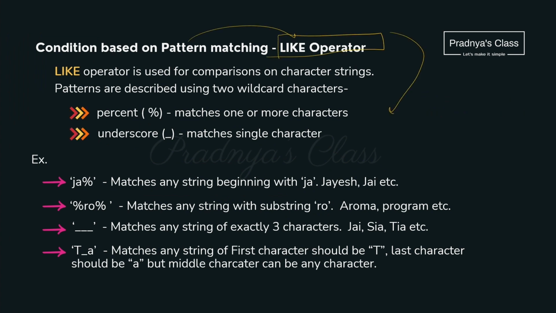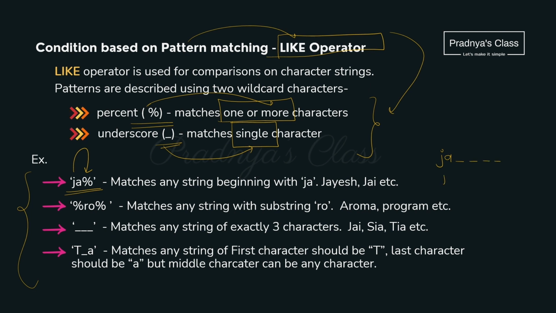With the LIKE operator we will be using two characters. First is %. It matches one or more characters, and the second is underscore. It matches a single character. Look at the first example. JA% means the first two characters will be JA. After that it can be any number of characters.